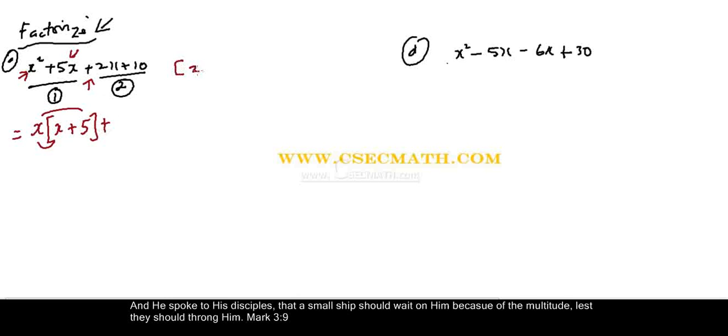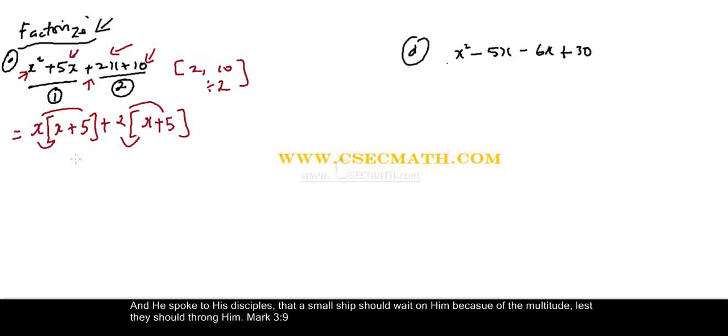Now between the quantity 2 and 10, the only number which could divide 2 and 10 would be the number 2. So I place a 2 and I open a parenthesis, and that would leave me with x positive 5, because 2 multiplied with x would give me 2x and 2 multiplied with 5 would give me 10.